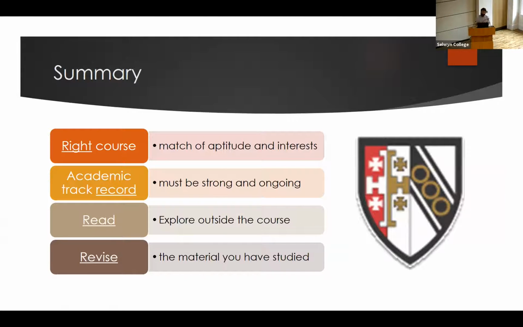Your academic track record needs to be strong and continuing to be strong. But what I would say is you need to be strong in your cohort. If you look around your school and you think, modestly, I am good, then that is what we're looking for. Read around the course and explore around your course. And it doesn't just mean read, investigate, but it's not an R, unfortunately. And then revise, keep going over the stuff so that you're securing your knowledge.